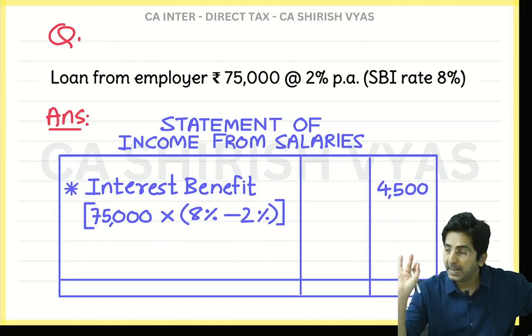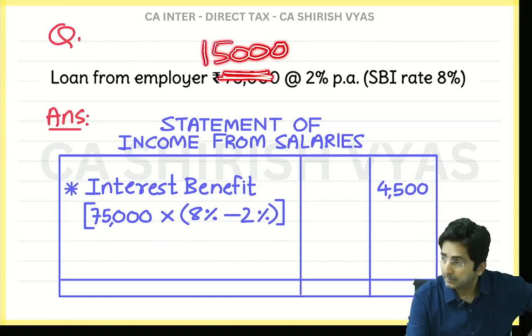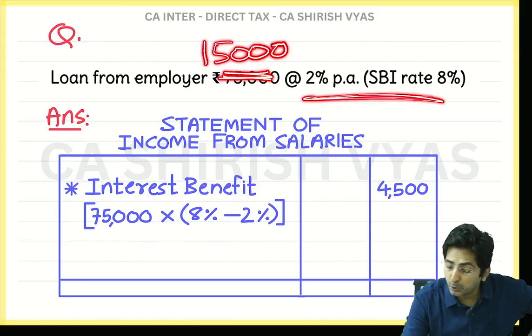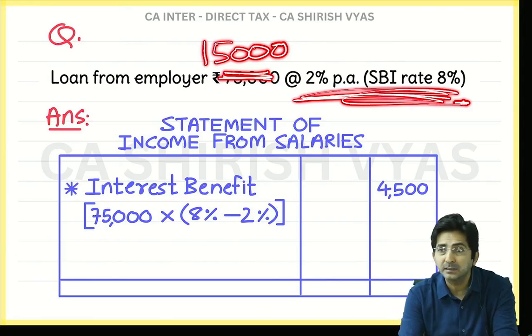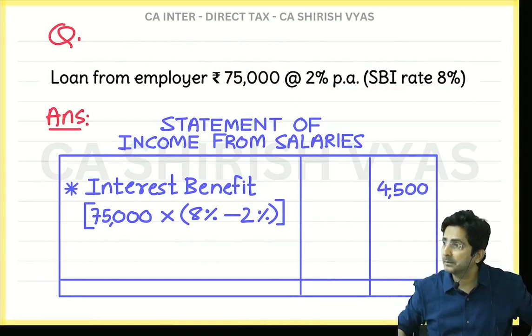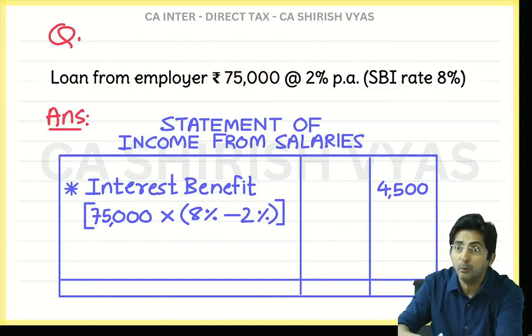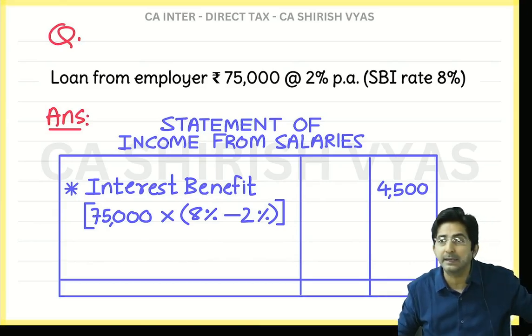Okay, I am making one change. What if this amount was 15,000? Then don't even waste your time in calculation. The moment you see the loan is 20,000 or less, directly put dash. But you should use the calculator if the loan is big. Small loan, keep the calculator aside, dash.